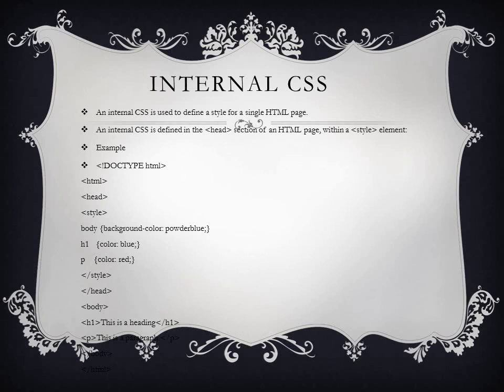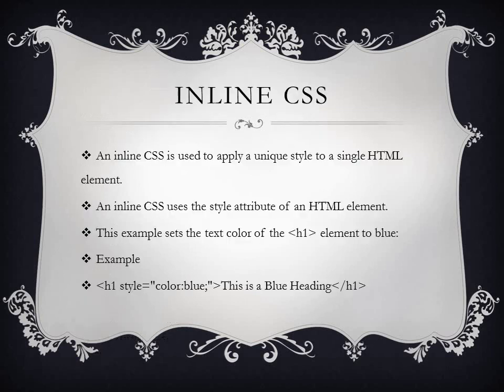An internal CSS is used to define a style for a single HTML page. An internal CSS is defined in the head section of an HTML page, within a style element. An inline CSS is used to apply a unique style to a single HTML element. An inline CSS uses the style attribute of an HTML element. This example sets the text color of the H1 element to blue.